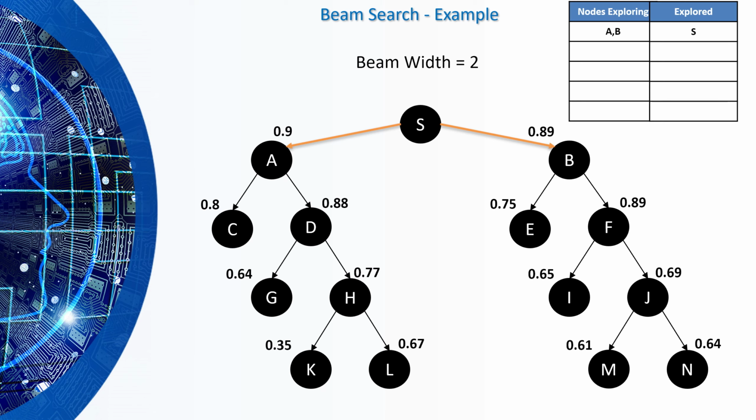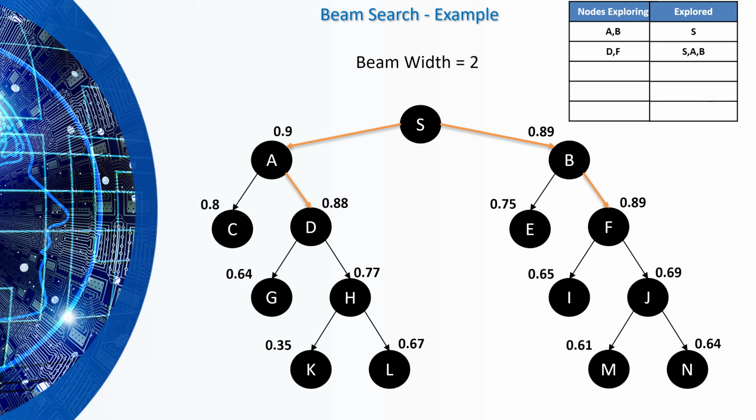So we start at node S and find the two best nodes to explore. This is simple for the algorithm as there's only two choices here, node A and node B. Note at the top table we have transcribed the node we have explored already, node S, and the nodes we are currently exploring, node A and node B.